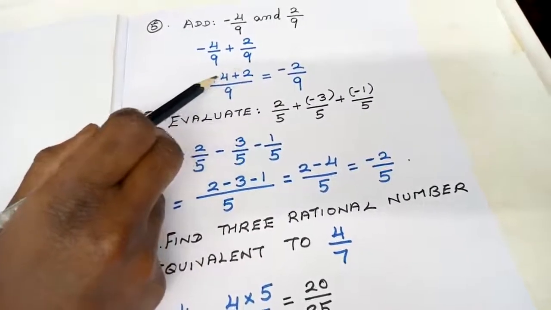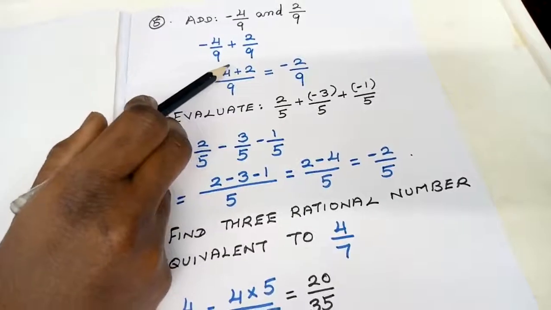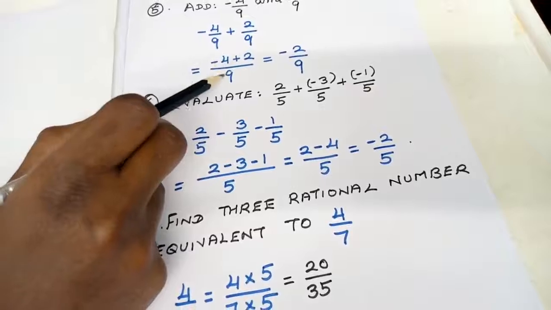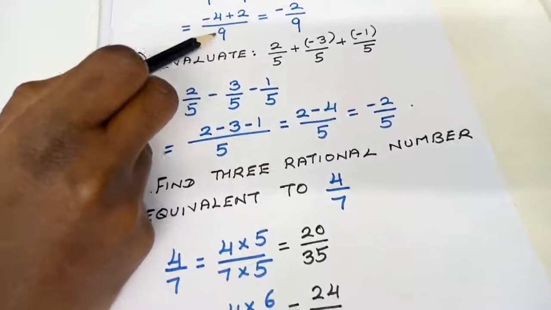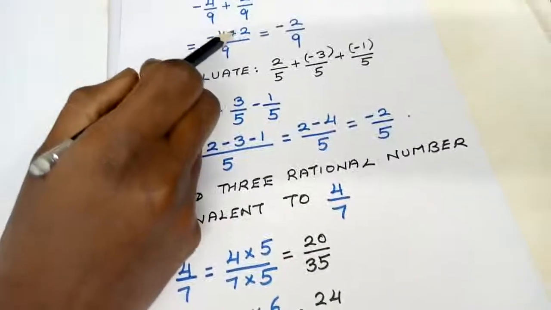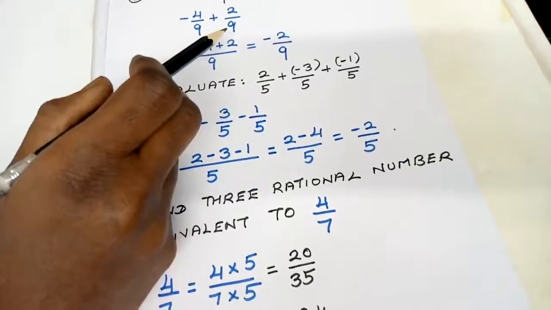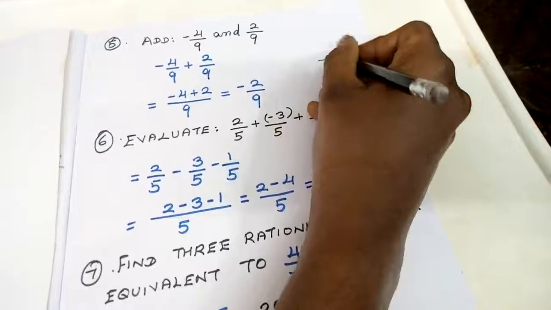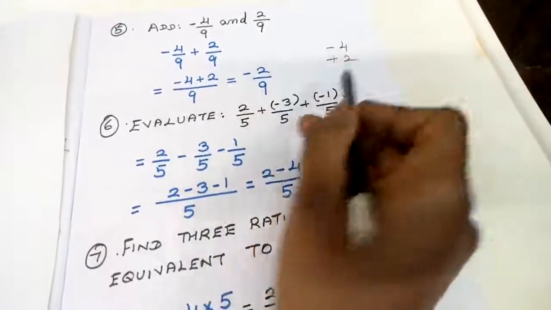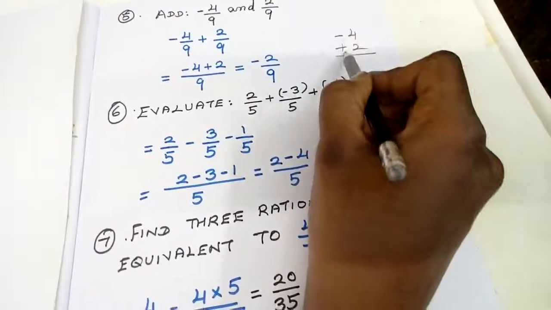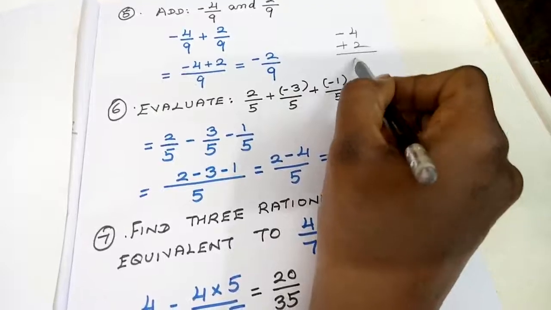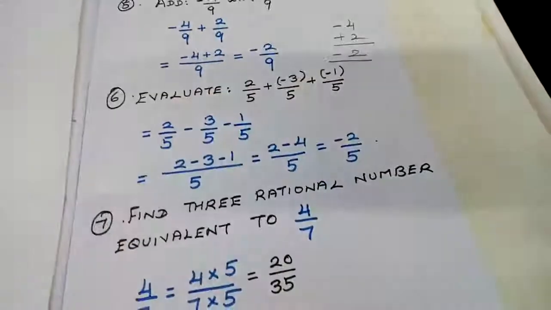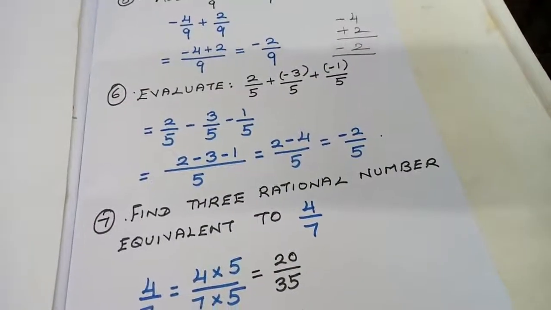Only the numerators you are going to add. The denominator, you are not going to add, students. You are going to write it one time. Keep that in your mind. Minus 4 plus 2, you are going to do based on integer calculation. Minus 4 plus 2: both the signs are different, so you subtract 2 from the greater number, and the answer is minus 2 by 9. So this is the way of doing the calculation.